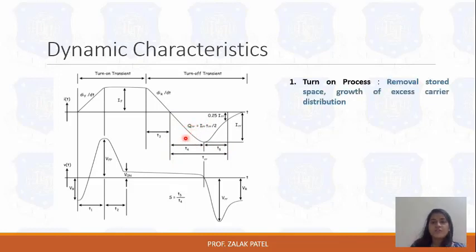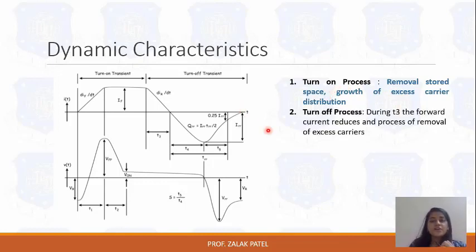Now let's see how it occurs. First of all, the turn on process is the removal of stored space charge as well as the growth of excess carrier distribution, and the turn off process is during the T3 time interval, where the forward current reduces and the excess carriers are removed. So this is our turn off process and this is your turn on process. During this process the forward current reduces, you can see this di by dt graph reduces, and the process of removal of charge carriers occurs.